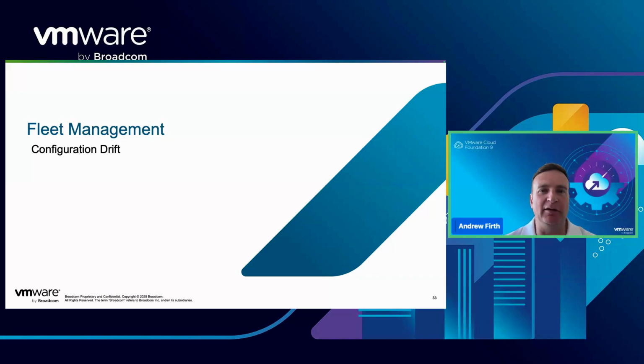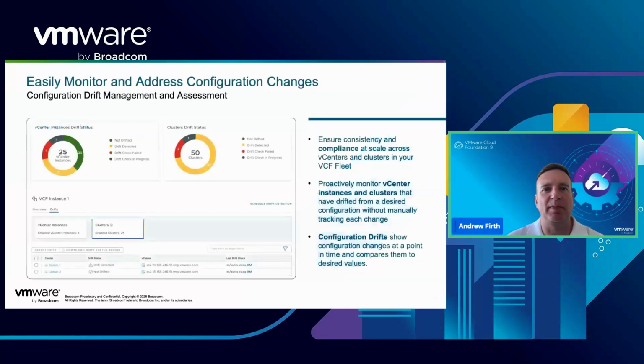So tracking these changes manually is often really tedious, and it's almost impossible to scale if you're not on top of it. So VCF 9's configuration drift detection, built into VCF Operations, works to help prevent these changes from going unnoticed. Configuration management allows you to create configuration templates, and I'll show you one of those in a minute. You create the templates for your vCenter instances and your clusters. The system then monitors your environment and alerts you when any of these configurations drift out of their desired state.